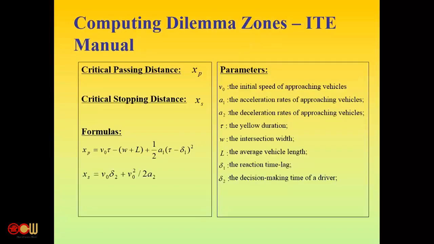This is the textbook information from the ITE manual that tells you how to find the passing distance and stopping distance, and these two different overlapping areas will be the dilemma zone. But again, the textbook will tell you those are the average deceleration and acceleration. So an important part, if you do this kind of design, you need to do an actual survey of the driving population, because acceleration rate and deceleration rate are quite different by driving personality.